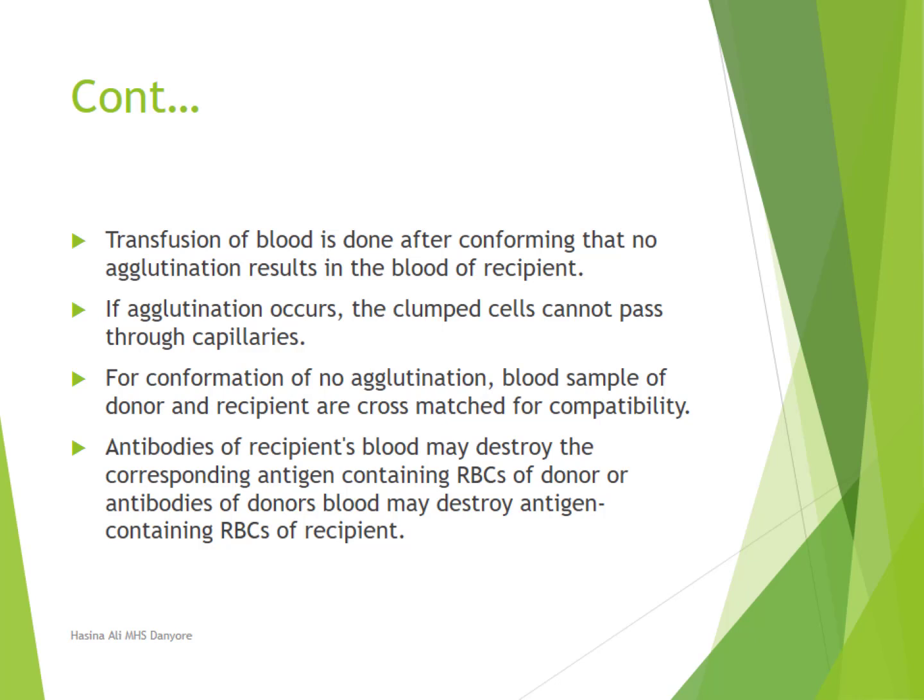Transfusion of blood is done after confirming that no agglutination results in the blood of the recipient. If agglutination occurs, the clumped cells cannot pass through the capillaries. For confirmation of no agglutination, blood samples of donor and recipient are cross-matched for compatibility. Antibodies of the recipient's blood may destroy the corresponding antigen-containing RBCs of the donor, or antibodies of donor blood may destroy antigen-containing RBCs of the recipient.